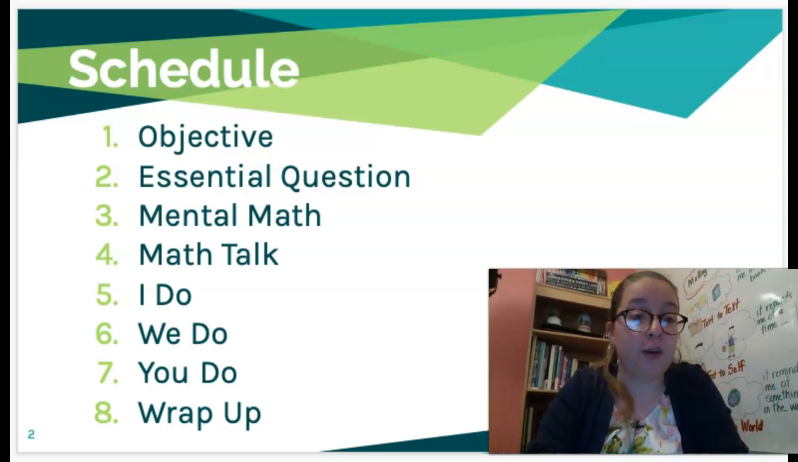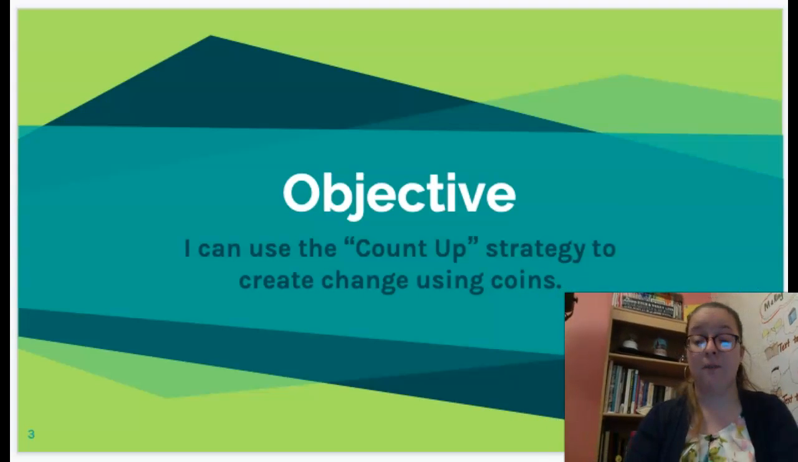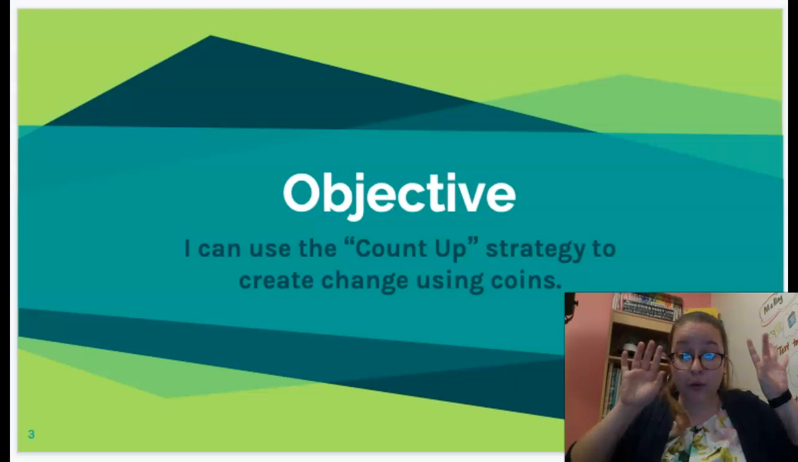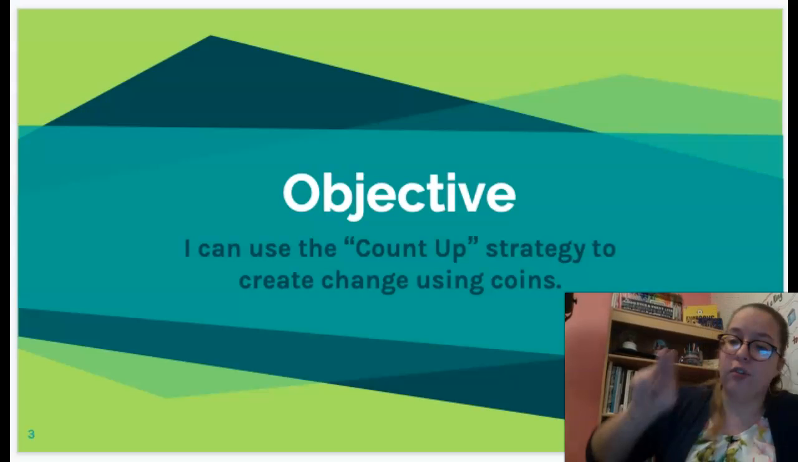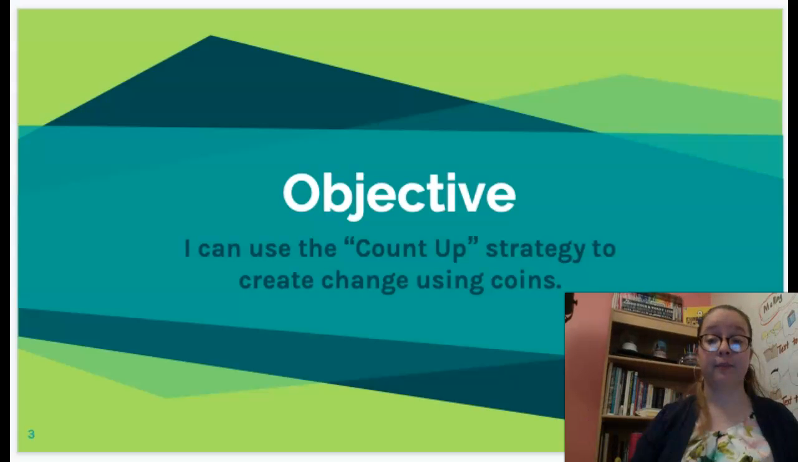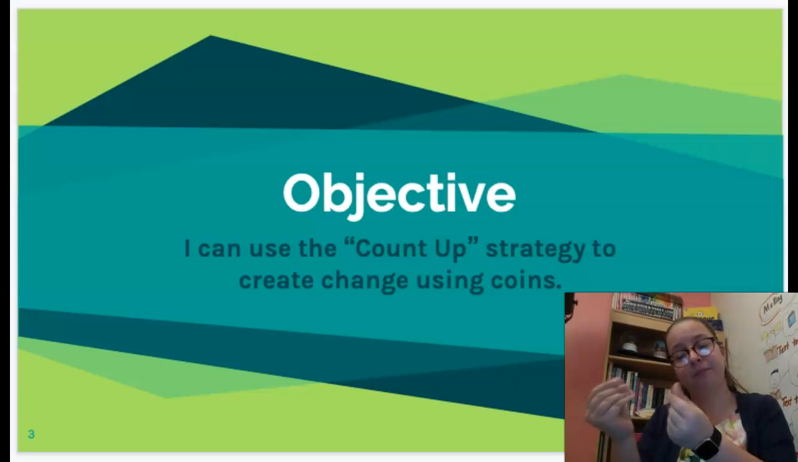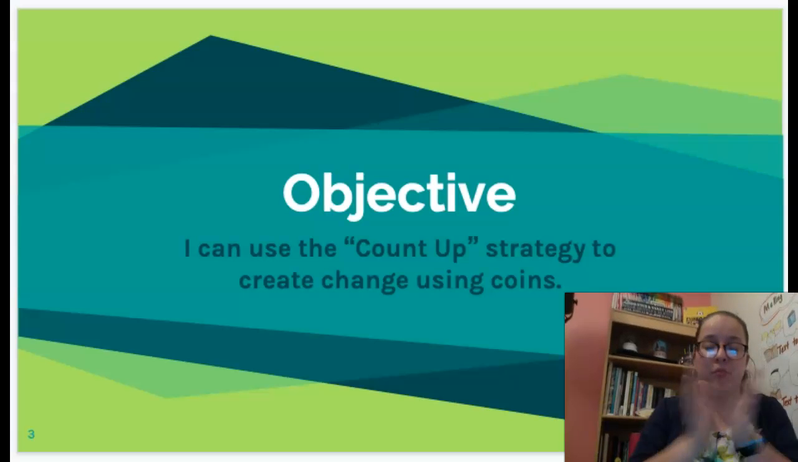All right. So the first thing we have to do is our objective. And our objective, let me move this over, is this. Mirror. Fast mirror. Slow mirror. I can use the count up strategy to create change using coins.